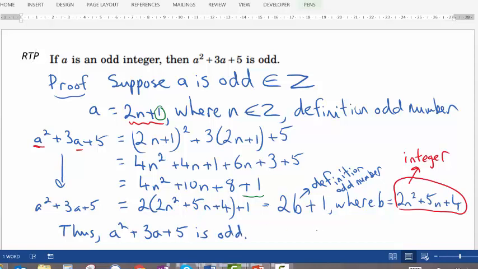We've proven what we set out to prove, Q.E.D. There we go.